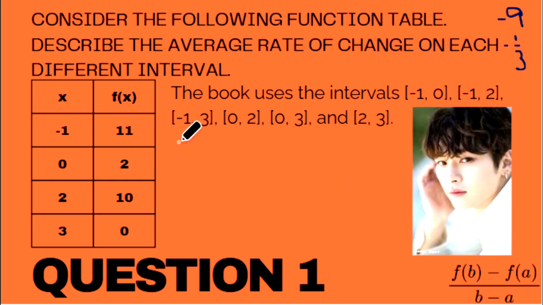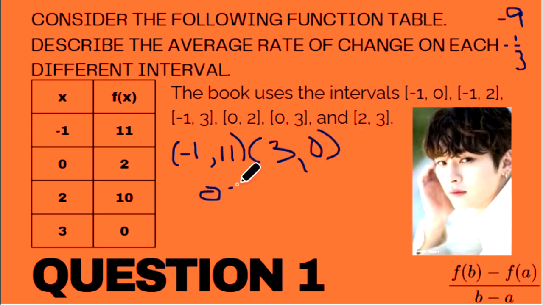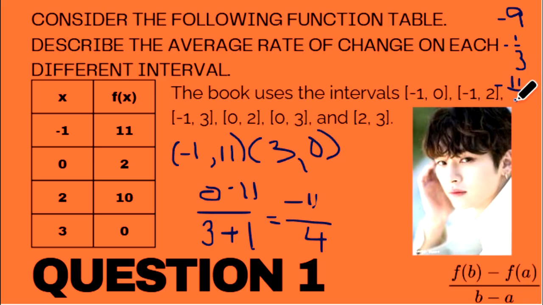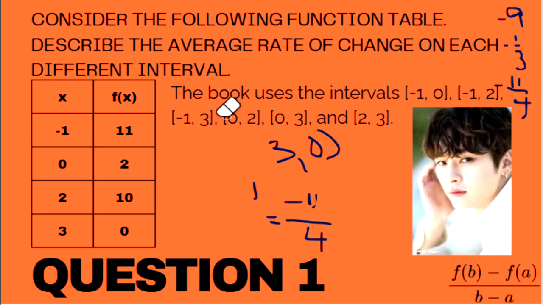We have negative 1. So again, we have negative 1 and 11. And then we have 3, which is 3 and 0. So we have 0 minus 11 over 3 minus a negative 1. So we have negative 11 over 4, which means our next number is negative 11/4. And because it's negative, it's going to be decreasing. Erase.